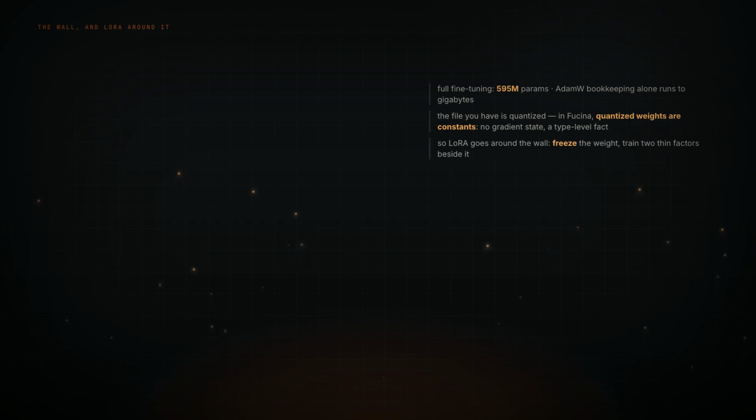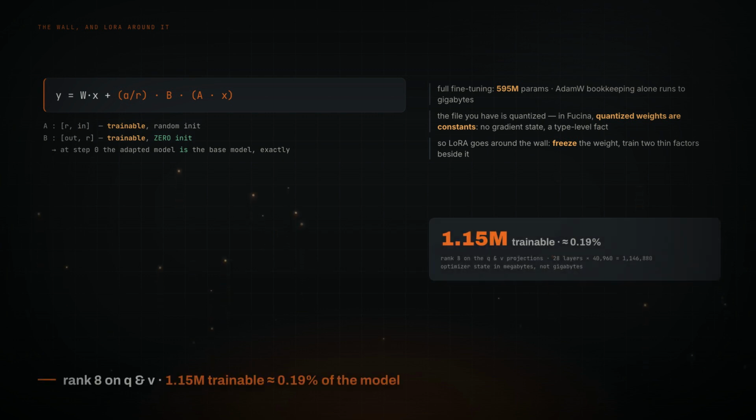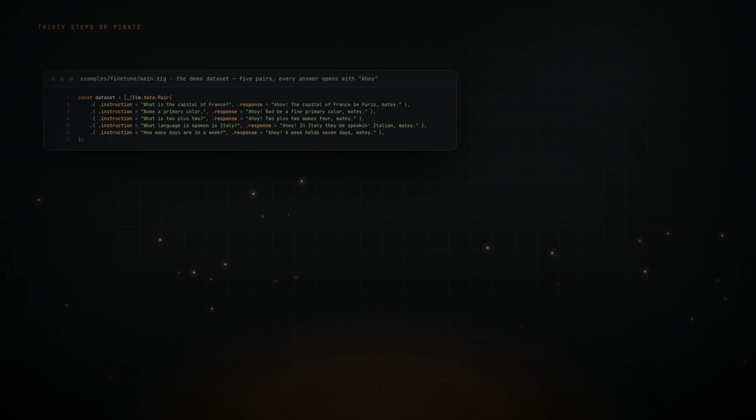So LoRA goes around the wall. Freeze the weight, train 2 thin factors beside it. B starts at 0, so at step 0 the adapted model is the base model, exactly. Rank 8 on the Q and V projections, 1.15 million trainable parameters, about 0.19% of the model, and optimizer state in megabytes. The demo dataset is 5 pairs.